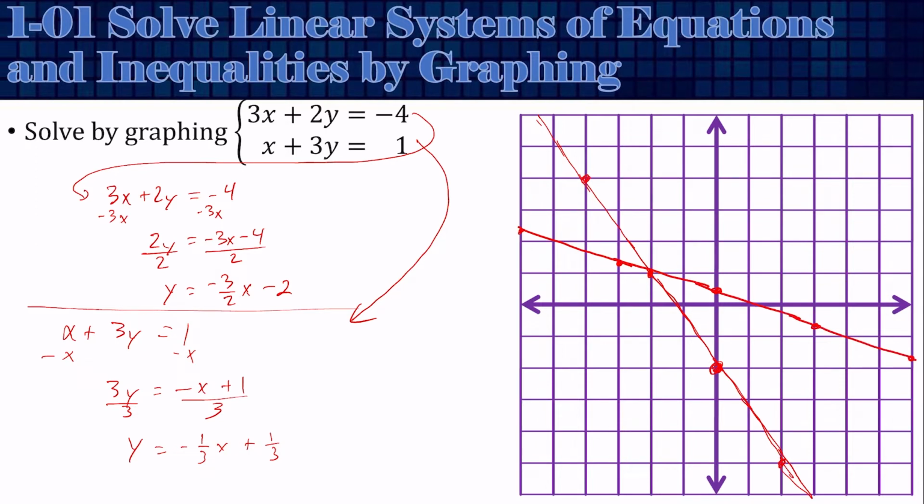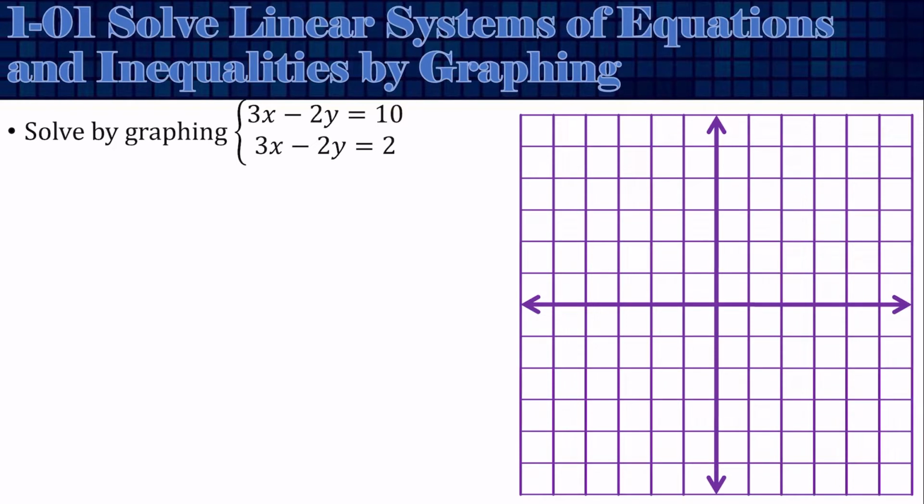So there's our two equations graphed. And so our solution is right there. So what point is that? That point is negative 2, 1. Let's try another.